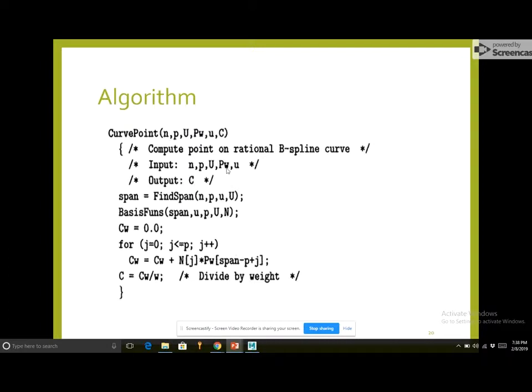Now let's take a look at the algorithm. This algorithm is used to compute a point on the rational B-spline curve at a fixed U value. So n, p, capital U, Pw, u are the input parameters for this algorithm, and C is an output parameter. In this algorithm we use certain functions like FindSpan and BasisFuns. Here Cw is a 4-dimensional point, Cw of u, and C is a 3-dimensional point, C of u, which is our output.